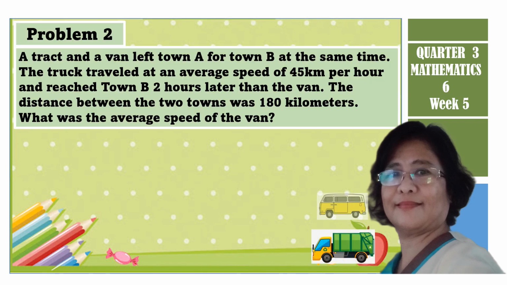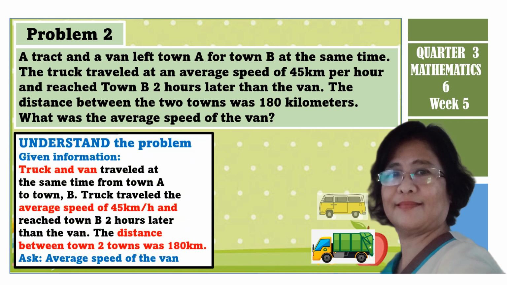Problem number 2. A truck and a van left town A for town B at the same time. The truck traveled at an average speed of 45 km per hour and reached town B 2 hours later than the van. The distance between the two towns was 180 kilometers. What was the average speed of the van?